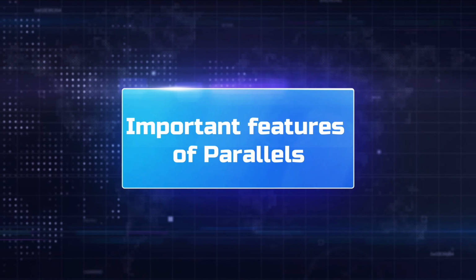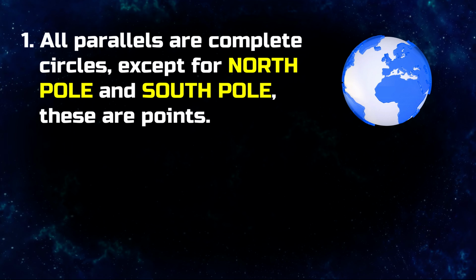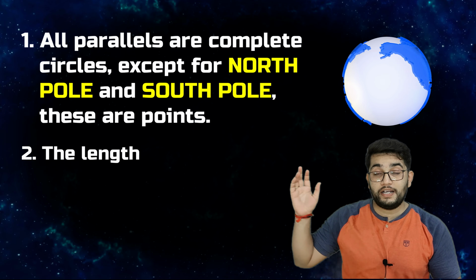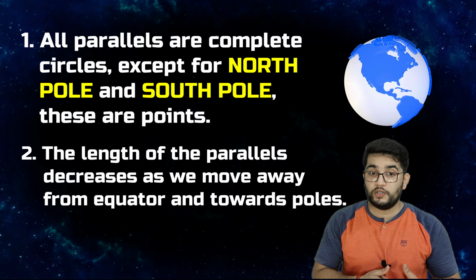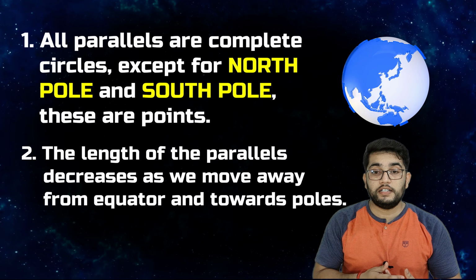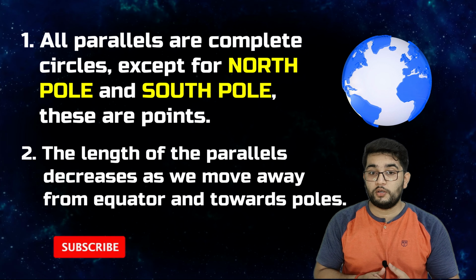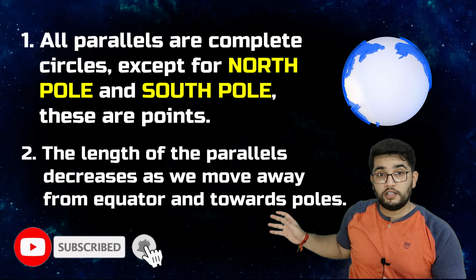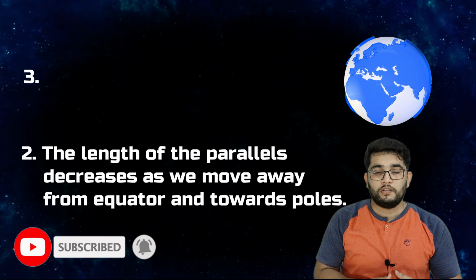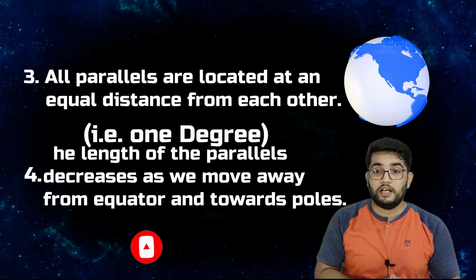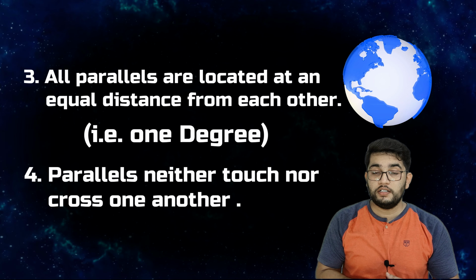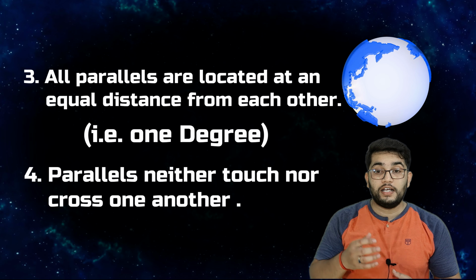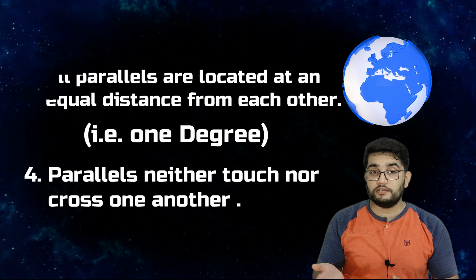Important features of parallels. All parallels are complete circles except the North Pole and South Pole. These are points. The length of a parallel decreases as we move away from the equator towards the pole. All parallels are located at an equal distance from each other, that is 1 degree, and parallels neither touch nor cross one another.